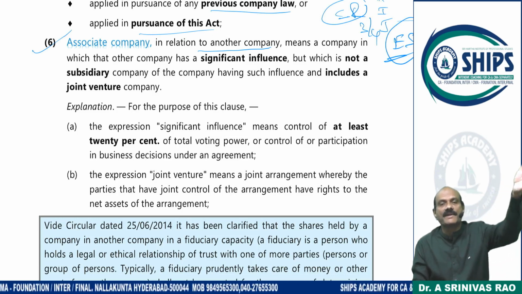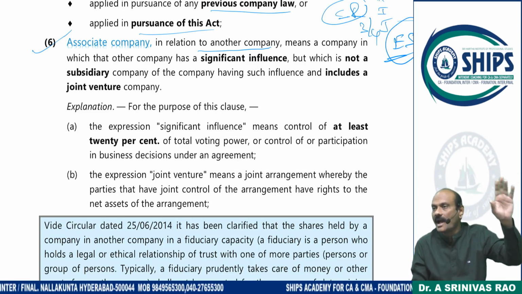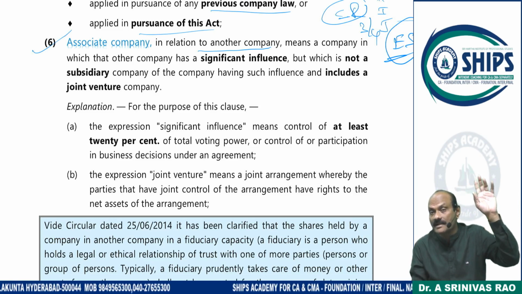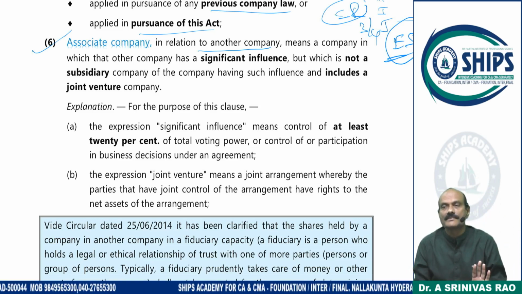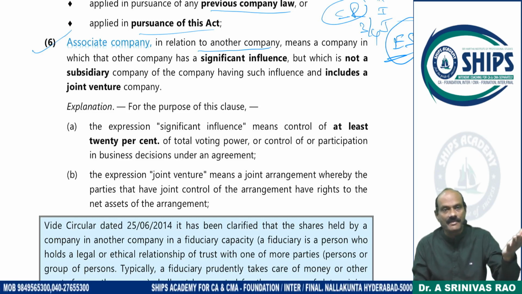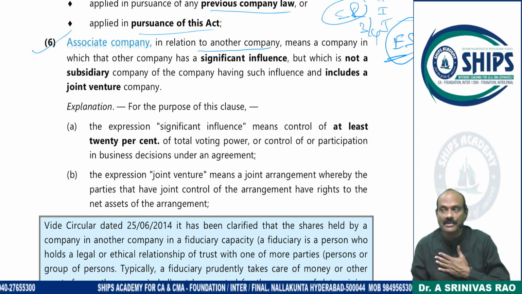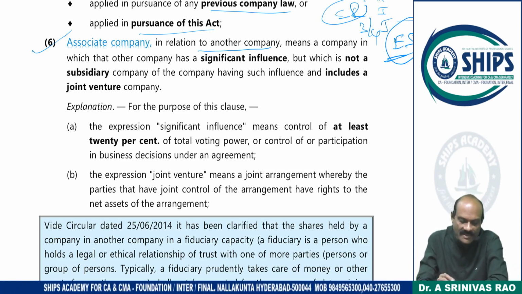I made an investment of 20%. 20% voting rights are there, and I am able to influence the decision. I have significant impact over the decision making. So if I support, it may be passed. If I oppose, it is not passed. I am able to influence the decision. That is what is called an associate company.